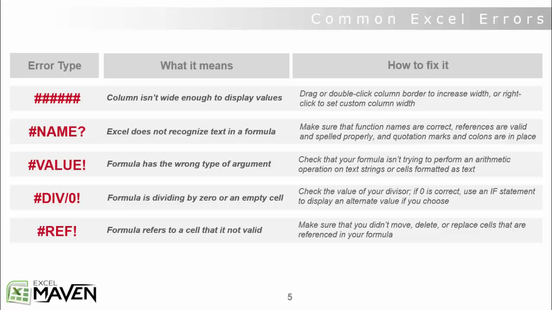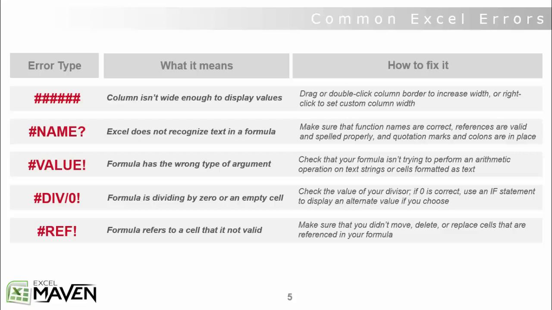So let's talk about 5 common error types, what they mean, and how we can go about trying to fix them. The first is just a series of hash marks or pound signs. What that typically means is that the column just isn't wide enough to display your values. That's the most common cause. In some cases you might get this value if Excel is having a hard time recognizing a particular date value, but more often than not, the easiest fix is just to drag or double click your column border to increase your width, or right click to set up a custom column width. So super easy fix there.